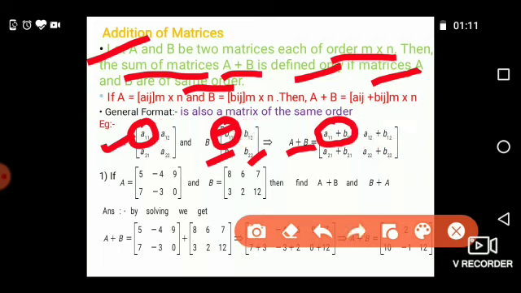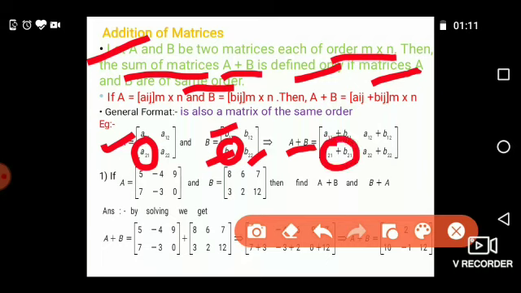Similarly, we can add the second row elements. We will get A21 plus B21. Finally, A22 plus B22 will give an element A22 plus B22.